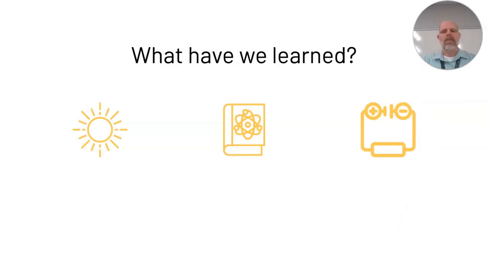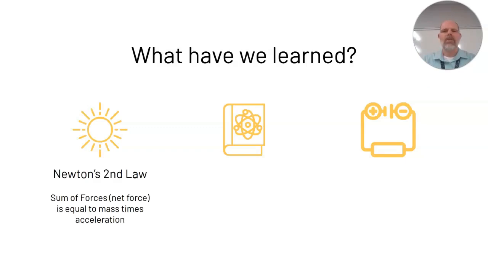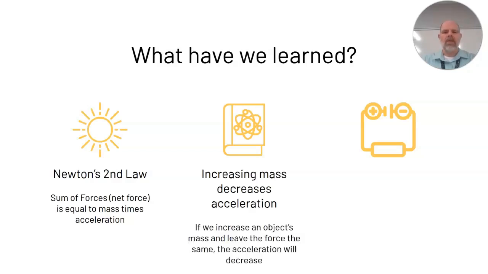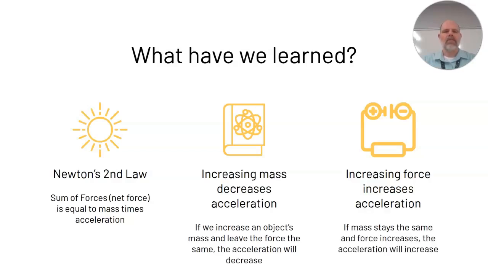Okay, so what did we learn in this lesson? We learned about Newton's second law. The sum of forces, which is also equal to the net force, is equal to the mass times the acceleration of an object. So if we increase mass, we decrease acceleration. Increasing an object's mass and leaving the force the same means that the acceleration will decrease. Lastly, increasing force increases acceleration. So if mass stays the same and force increases, the acceleration will increase.